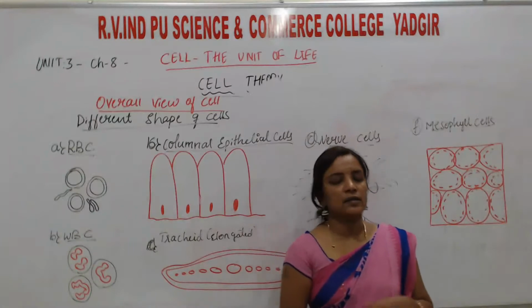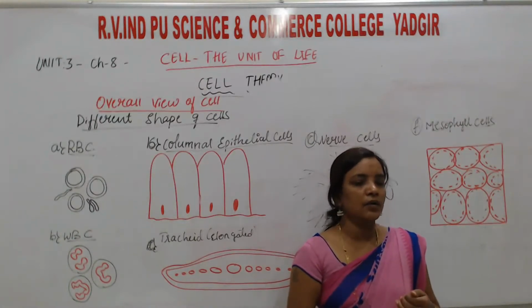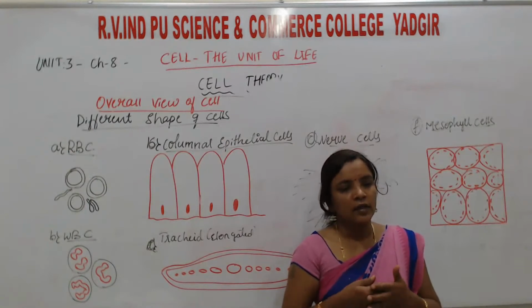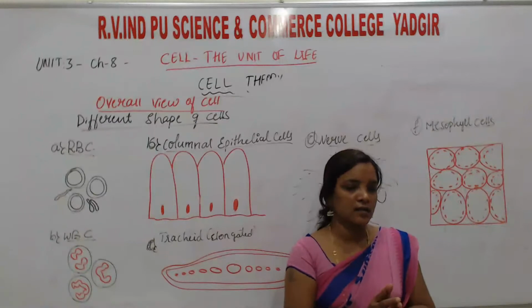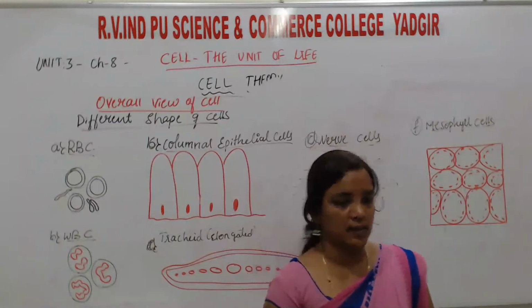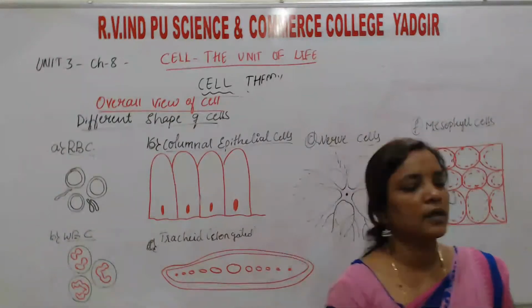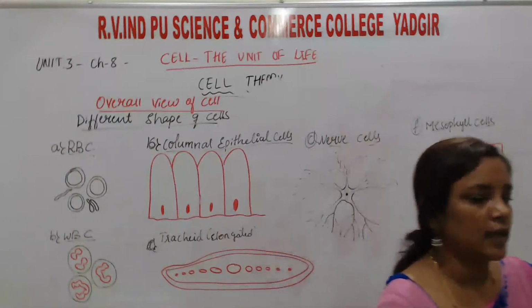Okay, next class we will start with the prokaryotes: what are the different examples and parts of the prokaryotic cell. After that we are moving to the eukaryotic cells. So be thorough with the plant cell as well as the animal cell. Thank you, students.